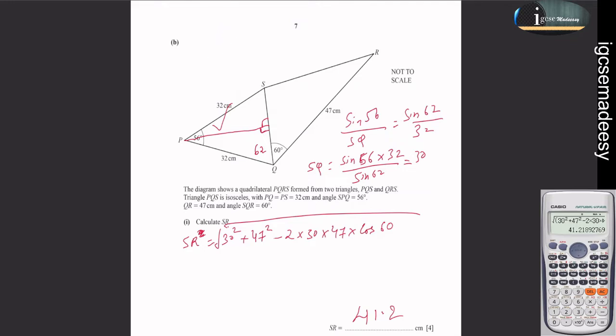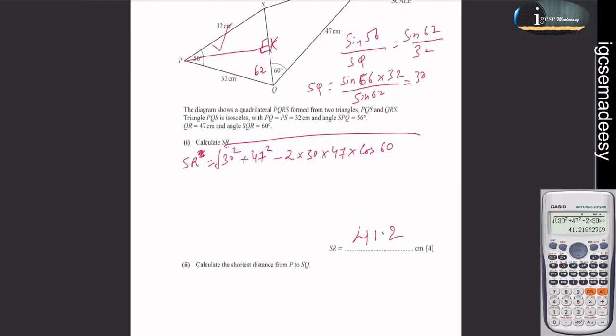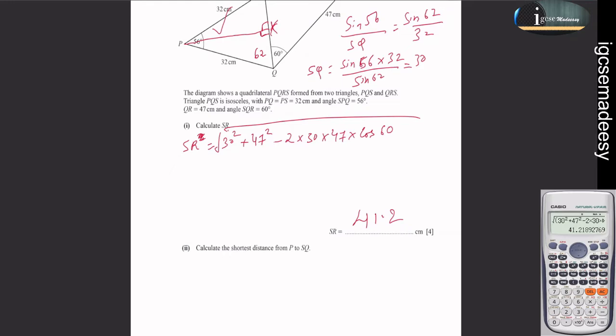So how can I find out the length of P? Let's say this is X. I'll take this as PX. If I want to find the shortest distance PX, how can I find it out? Using the right angle triangle, we can use the Pythagoras theorem, we can use a trigonometric ratio, or else we can use the sine rule. Let's use the trigonometric ratio, or the sine rule, both will work here. Let's use this triangle to find out PX.